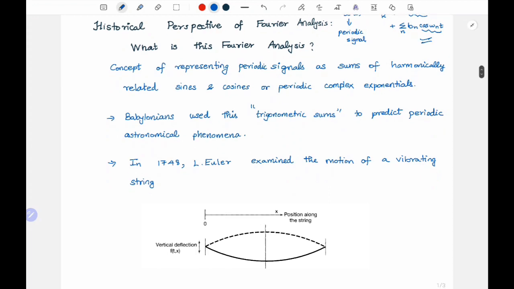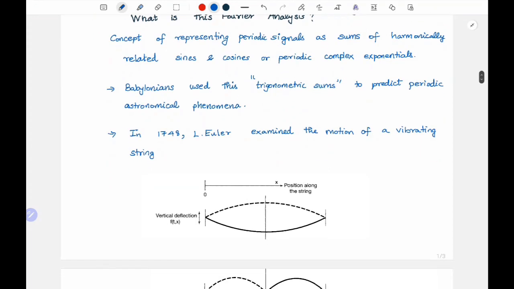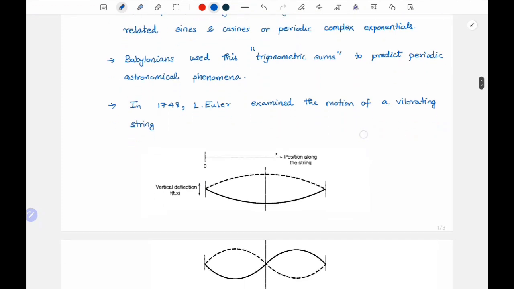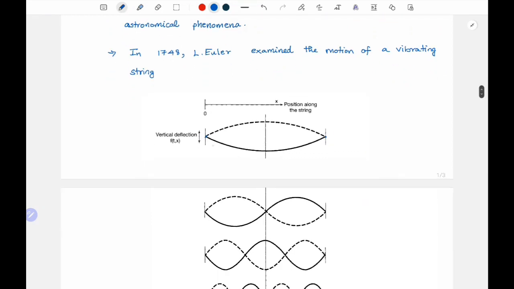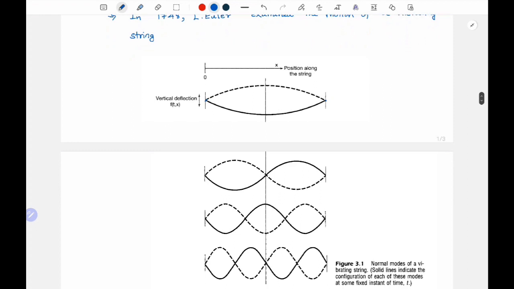of trigonometric sums. But where the main modern day science is starting, right? In 1748, J. Euler was the first person to examine the motion of a vibrating string. So you can see the picture of the string here. The two ends are actually fixed and you are having some kind of motion. You can see all these are harmonically related.